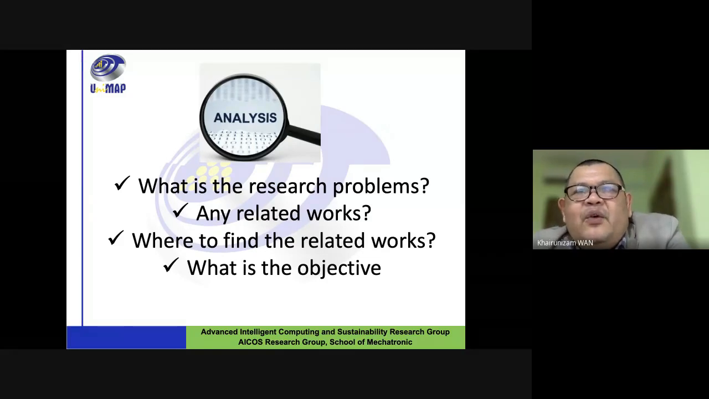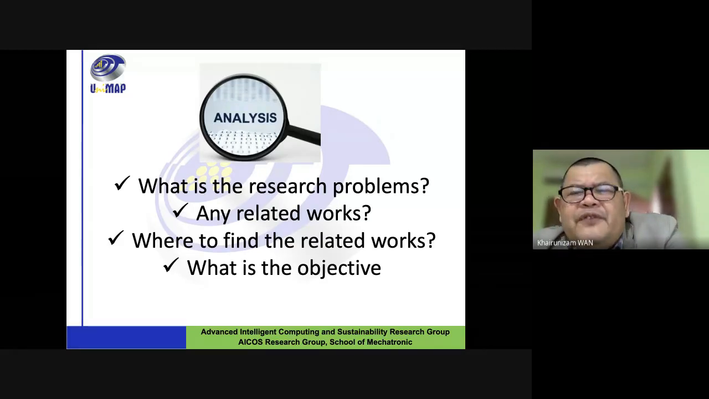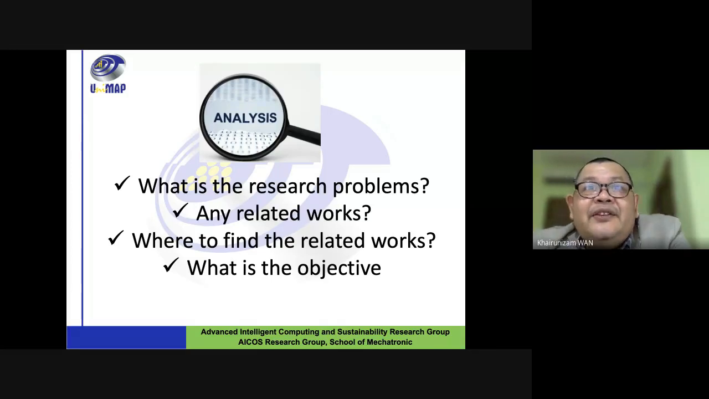The last one is, what are the objectives of the research? You can design the objective of the research by following the problem that you want to solve. That's why, again, I want to tell you that the problem statement is very important. If you wrongly identify the problem, you design a wrong objective. So this is the analysis phase.